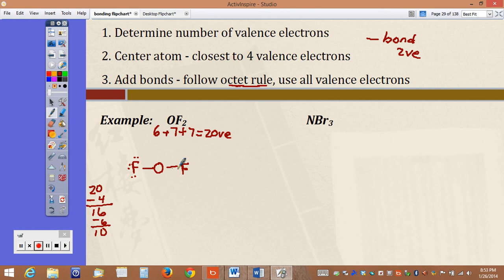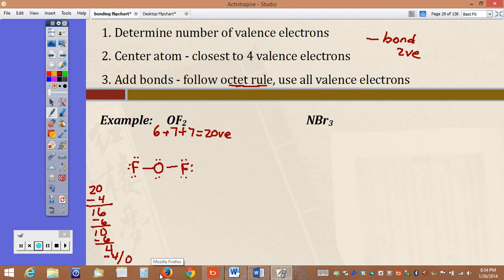This fluorine also has 1 bond with 2 valence electrons. It also needs 6 more. So we're going to put those around it and subtract out those 6 electrons we just used, which leaves us with 4. Oxygen has 2 bonds. Each has 2 electrons, so we've used up 4. In order to get to our octet, our 8, we need to use 4 more, which is exactly what we have. So we're going to put those down, and when you subtract it out, you have 0 valence electrons left.